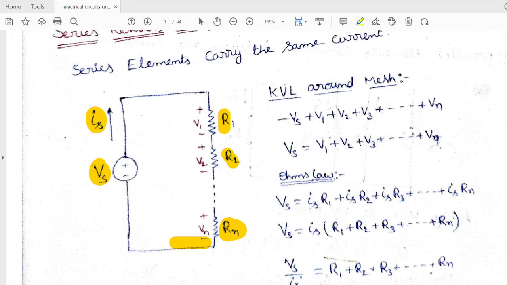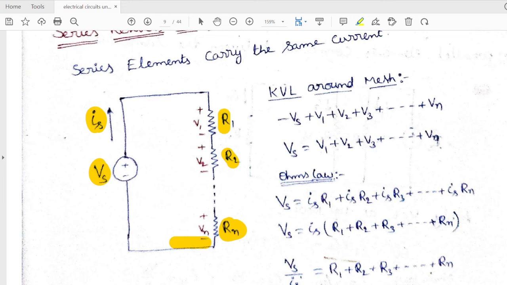So Vs is equal to V1, which can be written as Is into R1. Similarly, V2 can be written as Is into R2, plus so on, Is into Rn. See, in all these terms, Is is common. So I can make Is common. I'll get Vs is equal to Is into R1 plus R2 plus R3 plus so on plus Rn.